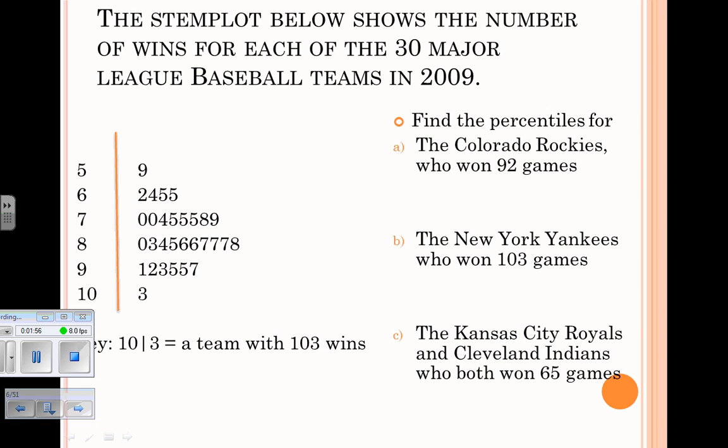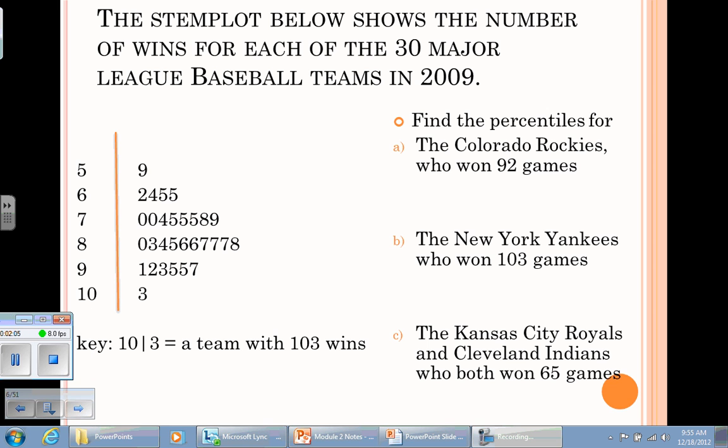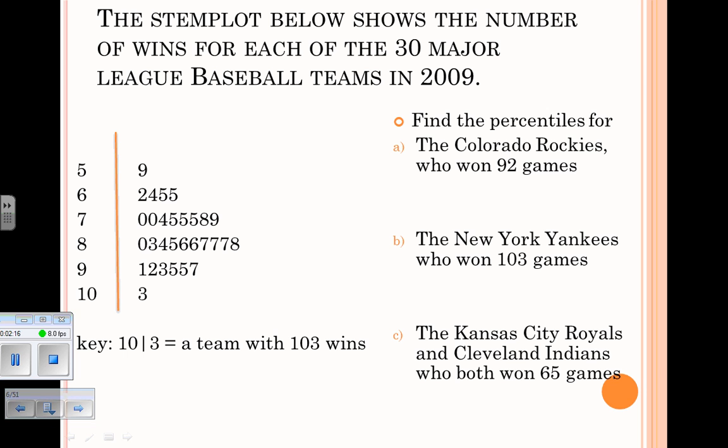All right, let's look at this. This dot plot shows the number of wins for each of the 30 Major League Baseball teams in 2009. Find the percentile for the Colorado Rockies, who won 92 games. So how many scored below 92? 24. How many are there total? 30. So what's this percentile? 80th. So 80% scored below the Colorado Rockies. So they didn't do too bad.